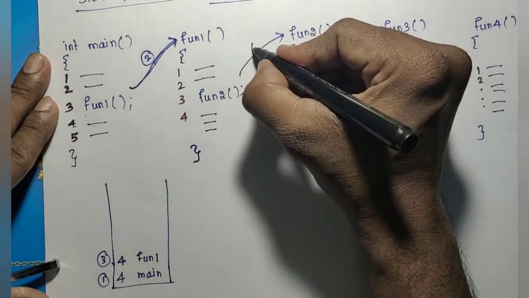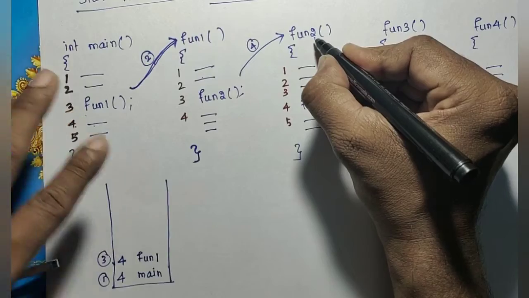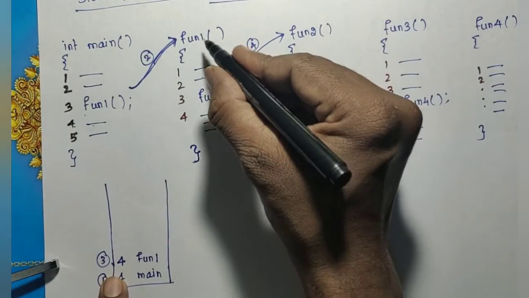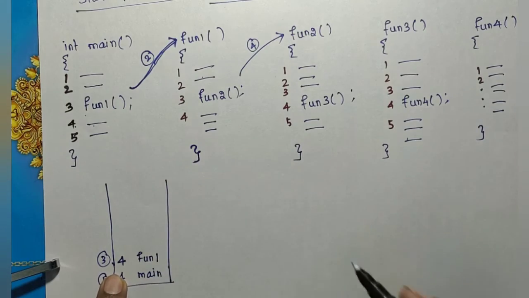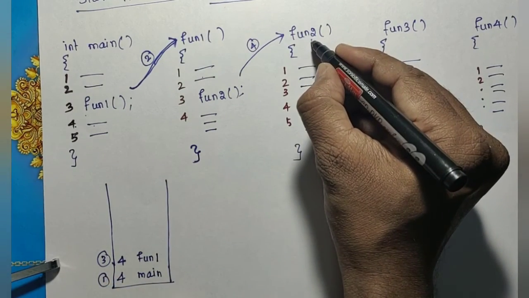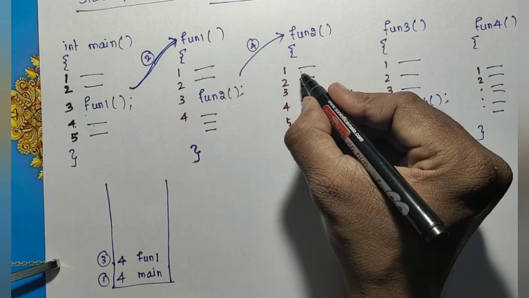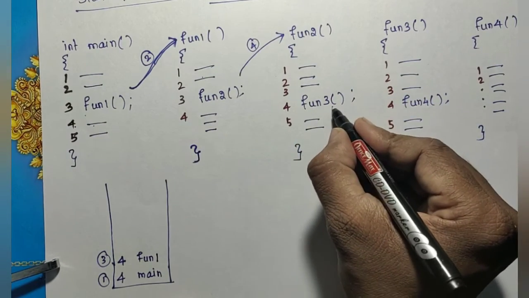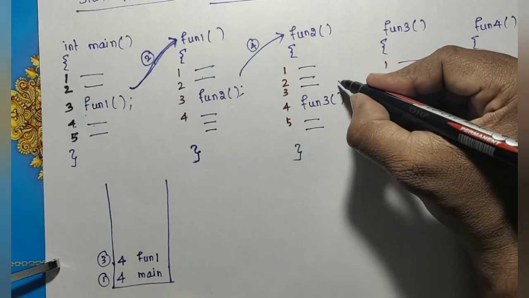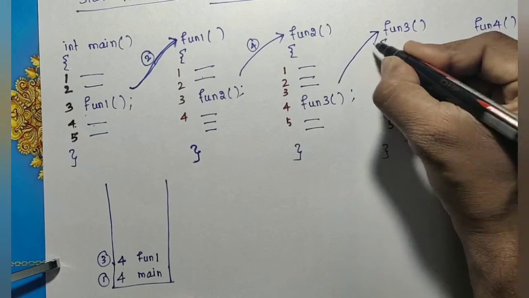So before switching into function 2, it will store the return address: the fourth line of fun1, it needs to return. Then it will switch to fun2. Again it will start executing from here, 1, 2, 3, and then the fourth one is again a function 3 call, which is another function. So it will move to that definition.